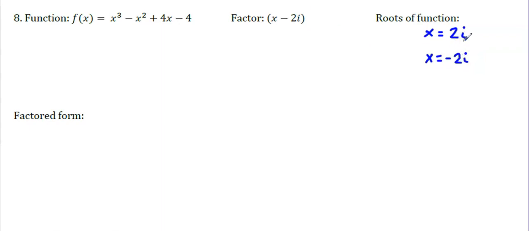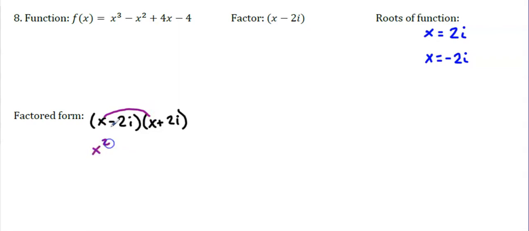pairs. Because we know two of our roots, let's go ahead and get two of our factors. So that would be x minus 2i and x plus 2i. We do know that there is a third factor, and we know that our third root will be a real number. Let's go ahead and multiply these two factors together.